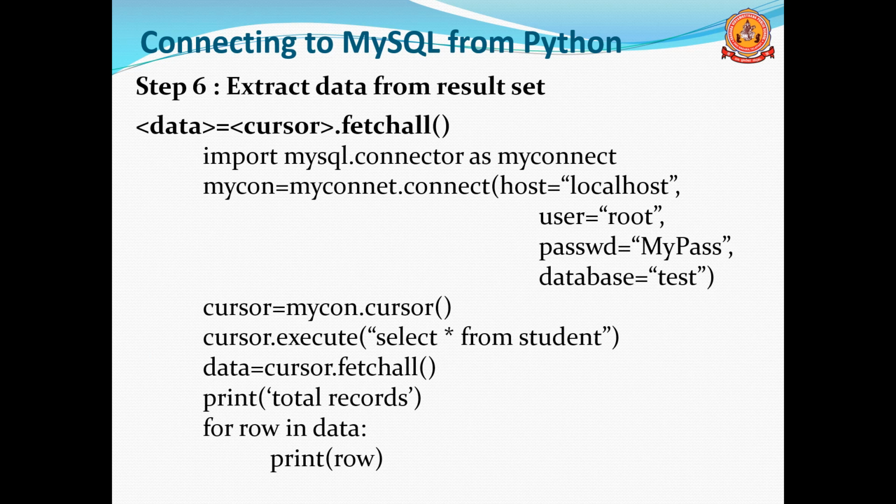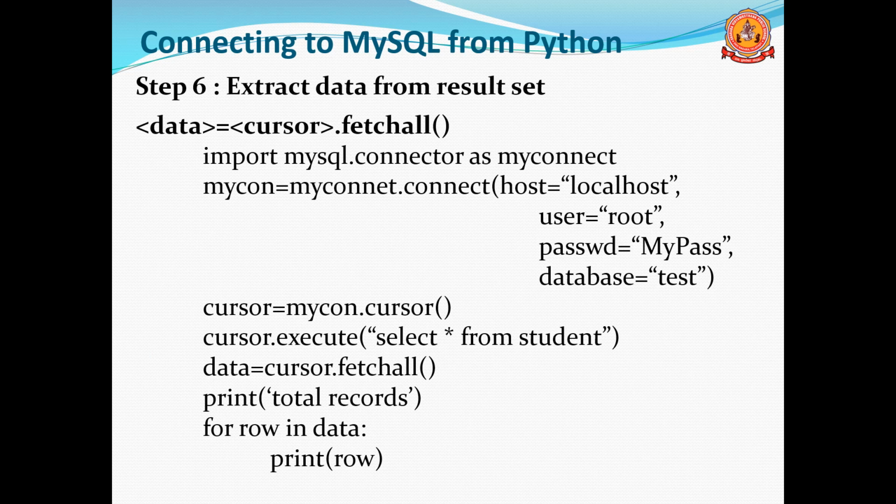First, start Python. The next step is import mysql.connector. You have to import mysql.connector. I used it as myconnect, so myconnect is an alias name, one more name given for mysql.connector. After that I have to make the database connection. The next step: mycon equals myconnect.connect. We have to use the connect function, with host, user, password, and database.